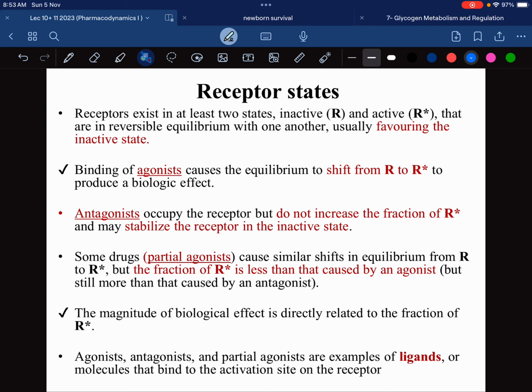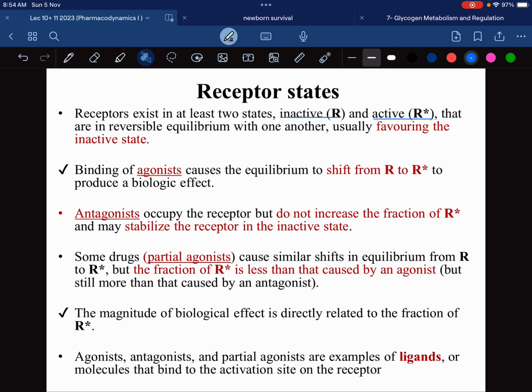So the receptor exists in these two states, inactive. What is the meaning of inactive? That means binding any compound with the receptor in this state will not produce any activity. This is the meaning of the inactive state of the receptor. Otherwise, there is the active state, called R-star, in reversible equilibrium with the inactive one, usually favoring the inactive state.